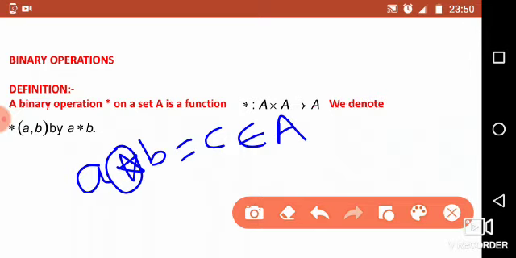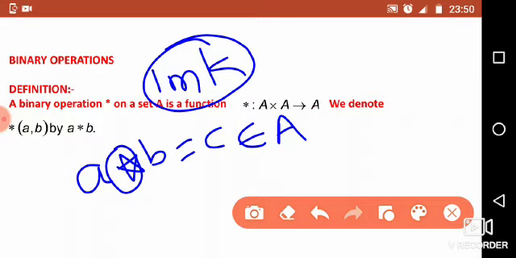Dear students, the definition will be asked in the examination for 1 mark. They will ask the question, define a binary operation on a given set. Therefore, this definition will be helpful to write in the examination.